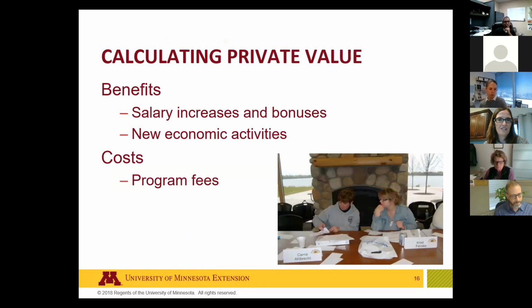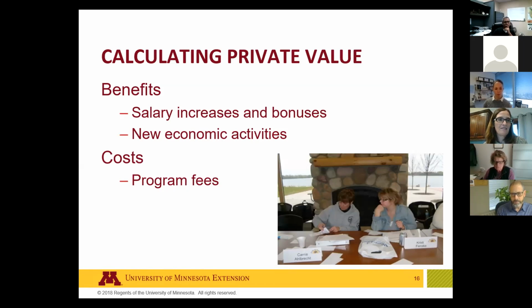So in looking at our survey and the questions we had asked, what we determined would be considered private value was around the salary increases and the bonuses, and then the new economic activities that respondents said they engaged in. So this was money, if you will, going back to that individual that's participating in the program. We did not look at the value accruing to the actual business owner. So if they sent an employee, they might have higher productivity. We did not measure that piece. But the salary is kind of a proxy for that.